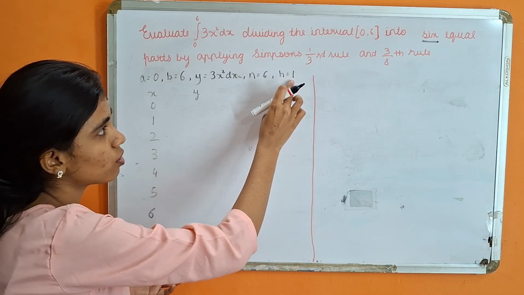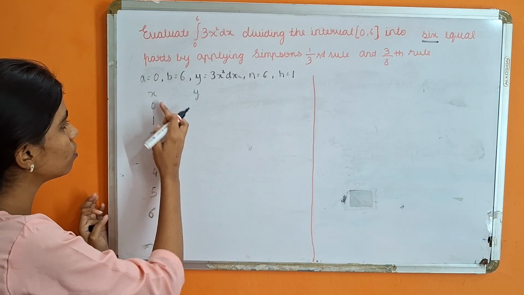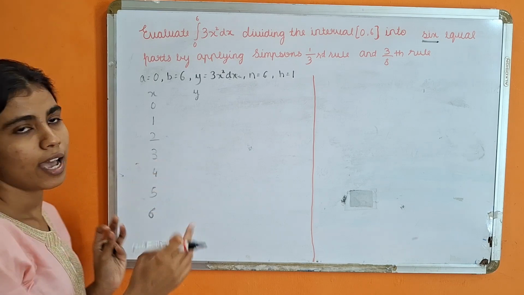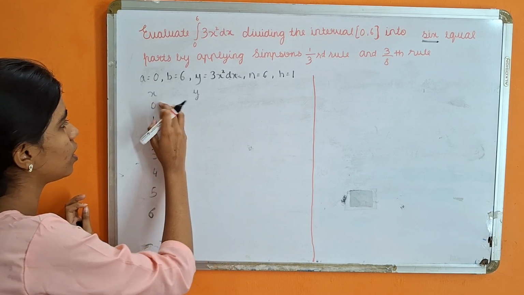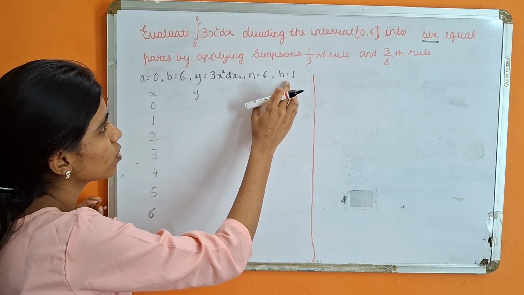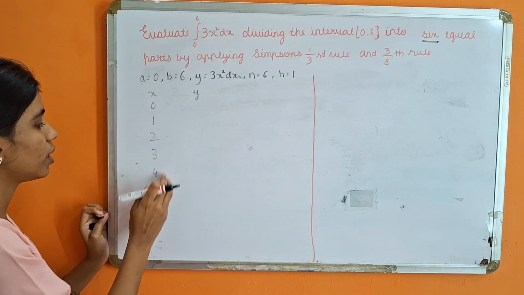Now if your h is equal to 2, then your values will be like 0, 2, 4, 6. I hope you got it. If it is 3, then it will be 0, 3, 6. Now because it is 1, your values are 0, 1, 2, 3, 4, 5, 6.